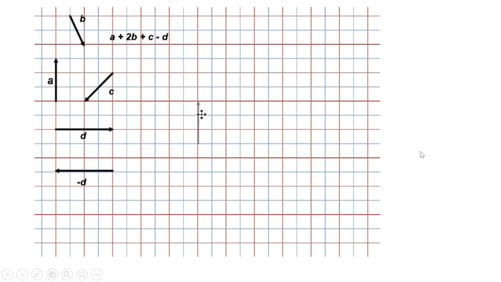There's my first A. Then I'm going to take 2 of the B's. It's the same B as on the previous slide. That's 1 B there. This is the second B. I'm going to add 1 of the C's now.